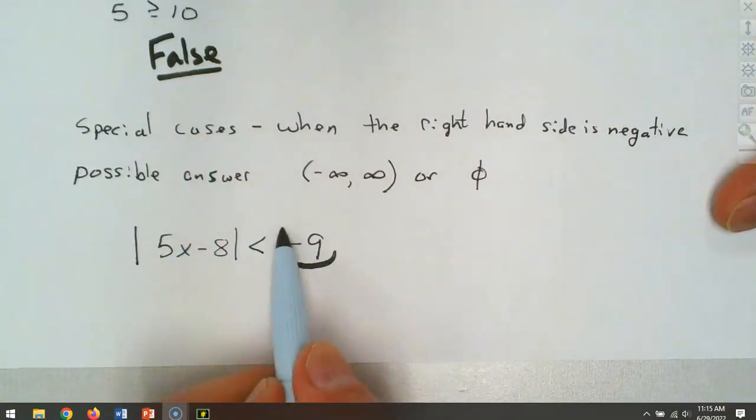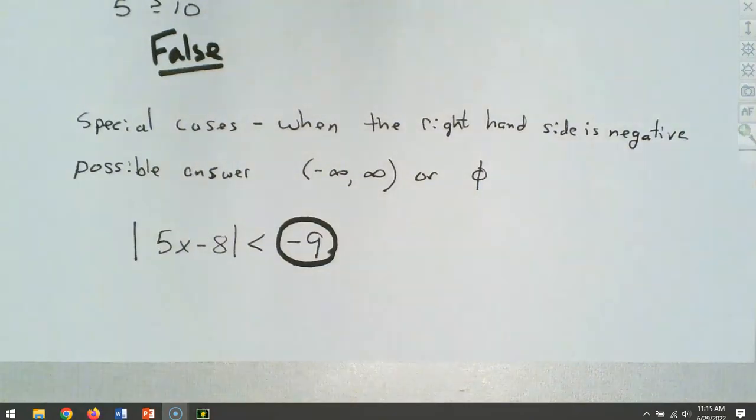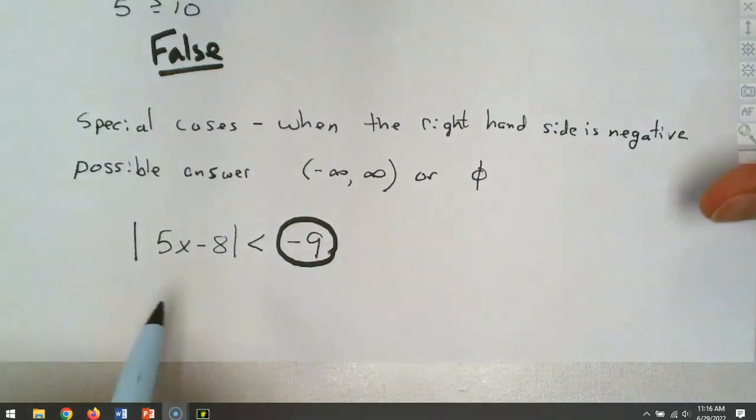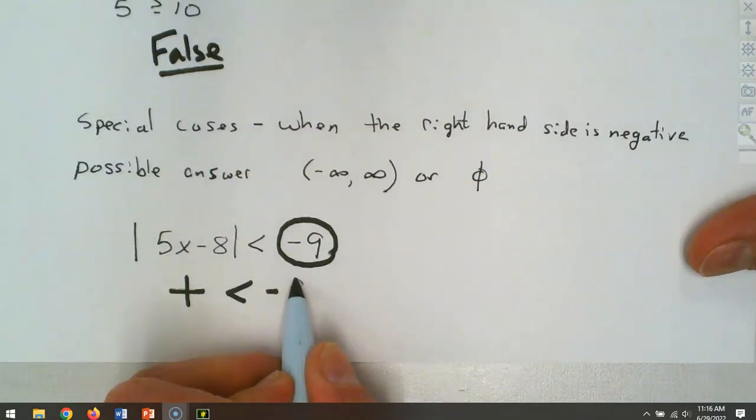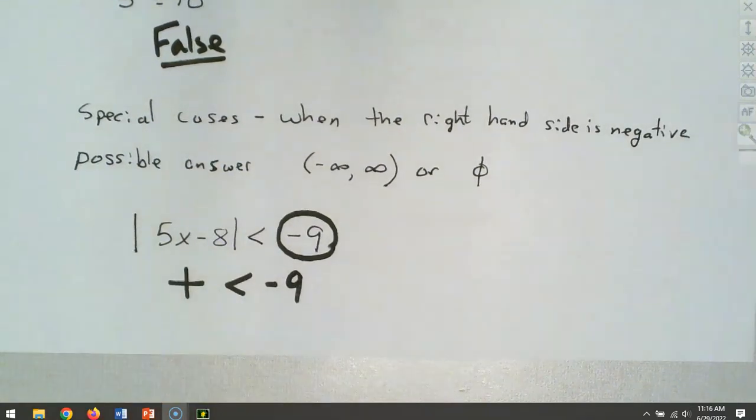This is a special case. And the reason why it's a special case is the right-hand side is negative. Now, if the right-hand side is negative, it is either everything or nothing, meaning true or meaning false. How do we check that? Well, we assume that an absolute value gives you out positive numbers, or 0. We're just going to assume that they are positive. And then we compare it to the negative 9. Are our positive numbers smaller than a negative 9? Is that true or is that false? This would be false.